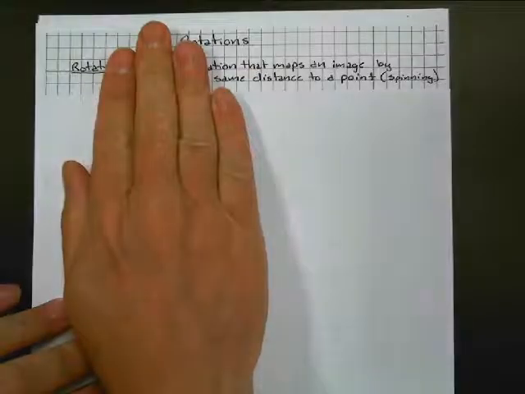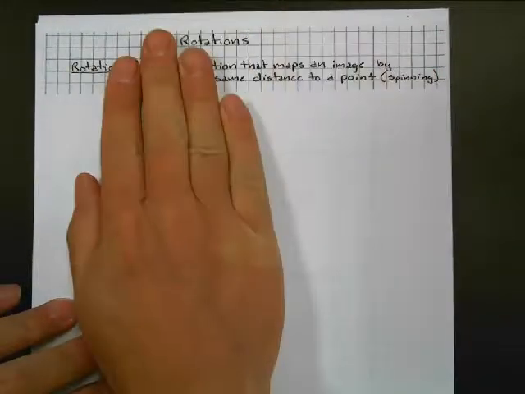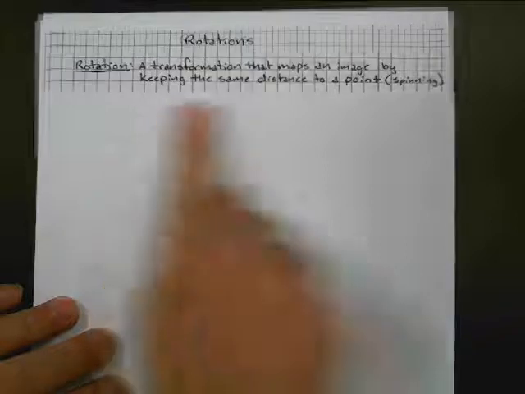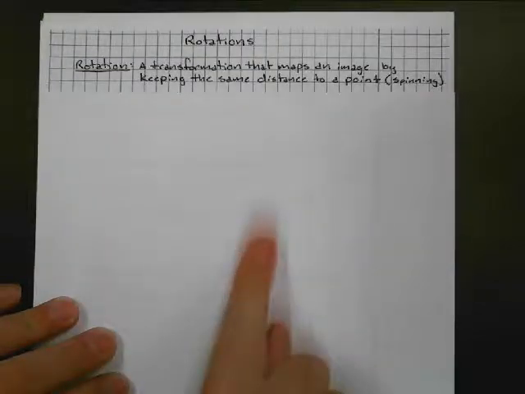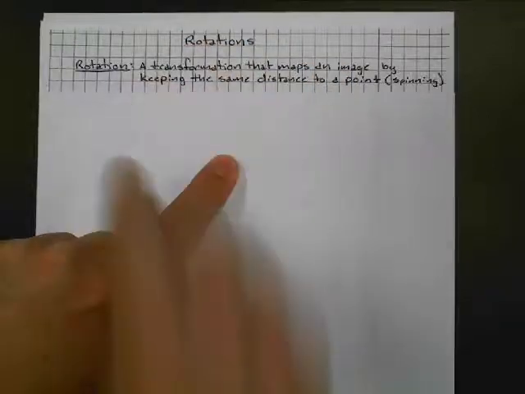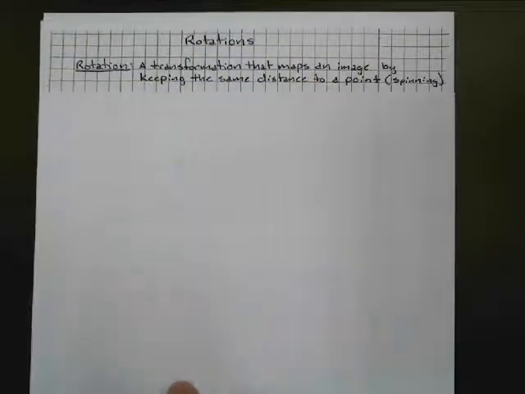So reflection was when you kept the same distance to a line and you just reflected across. Remember, our translations where you just take it and you just kind of move it side to side or move it up and down. Now we're taking the image and we're starting to spin it around a point. So this is our last transformation that we're going to cover in this unit. So it's like spinning around something.